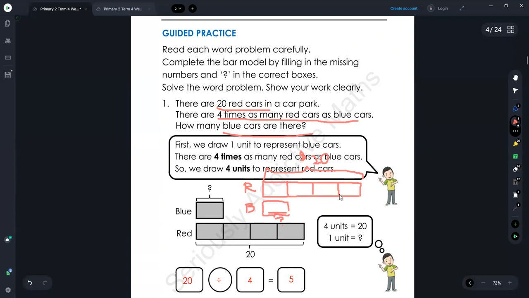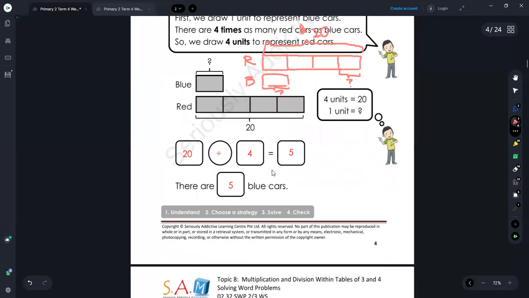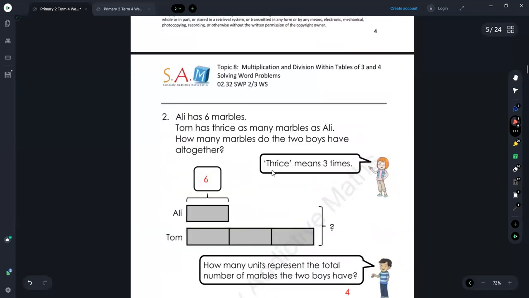So actually, it is also about finding out what this is, because they are all equal parts. Then you work out with them. There are 20 cars. There are 4 groups. So basically, in order to find out the value in each group, it is a division question. So 20 divided by 4, you can write it, equals 5. So that means that there are 5 blue cars. Okay, let's move on to the second question.